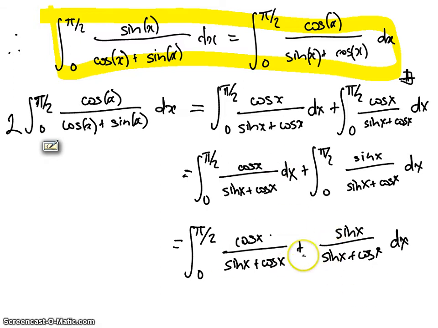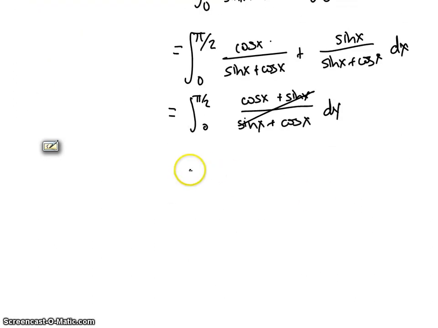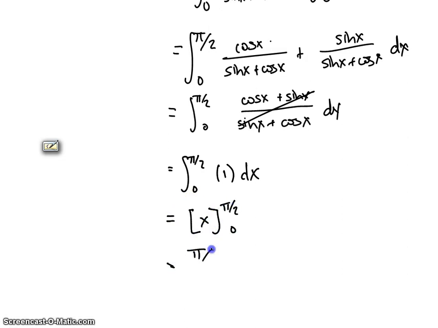Now what am I going to do? Well, they've got the same denominator, so this is the same thing as the integral from 0 to pi upon 2 of cosine x plus sine x over sine x plus cosine x dx. And what do you know? These cancel out, right? So that just leaves us to integrate between 0 and pi upon 2, 1 dx. And so the answer for this one is just going to be x between pi over 2 and 0. And so the answer for that is pi upon 2.